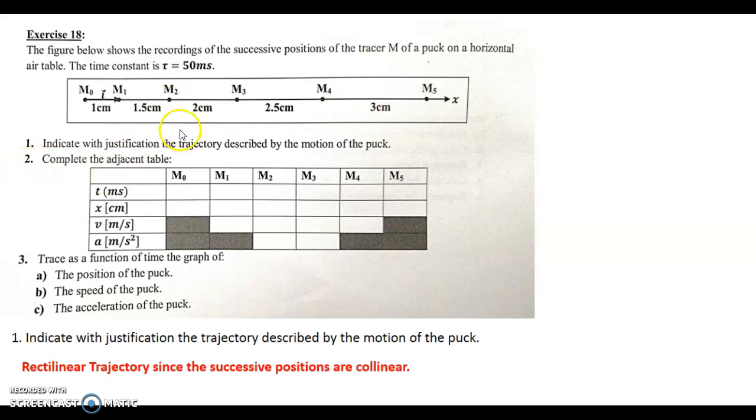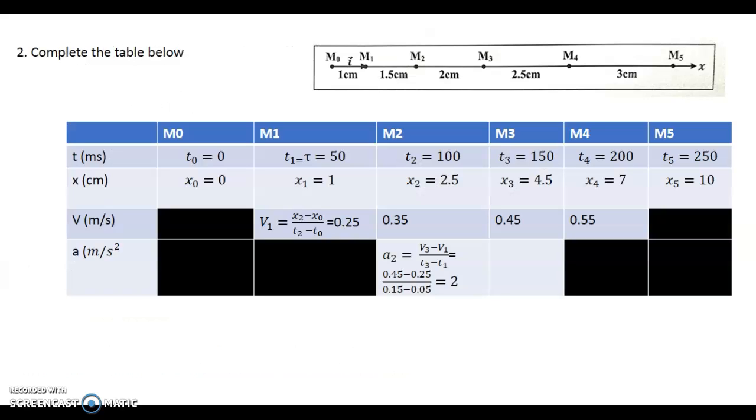Indicate, with justification, the trajectory described by the motion of the puck. So the trajectory is rectilinear since the successive positions of the puck are collinear. Complete the adjacent table. Concerning the table here, I won't go into the details of the values, but I'll give the general idea.